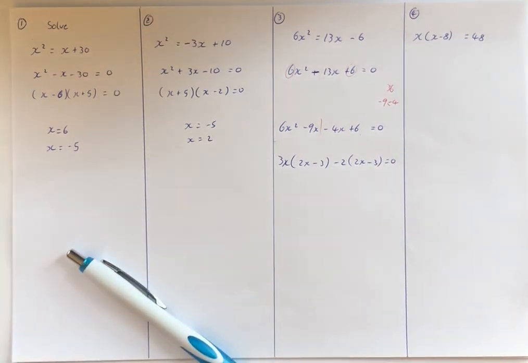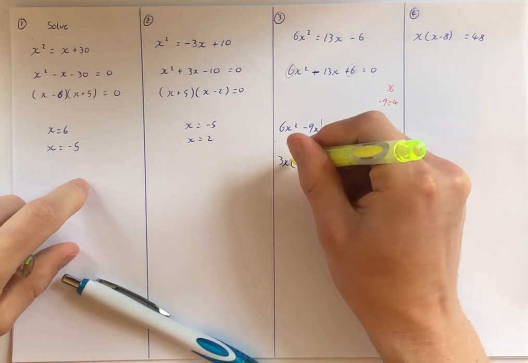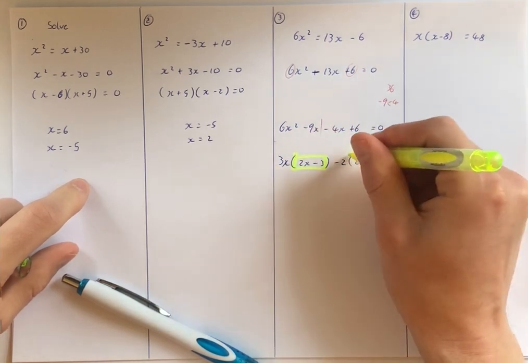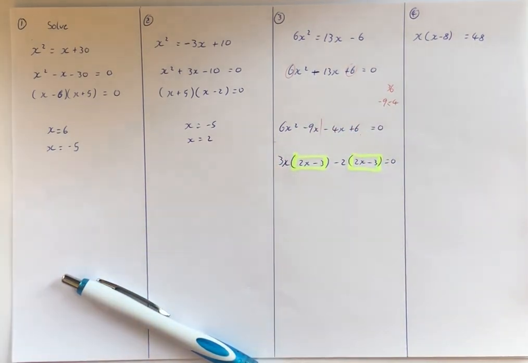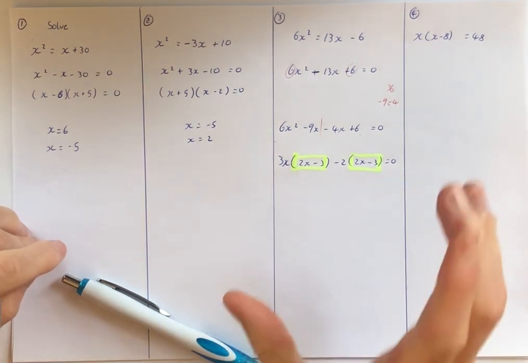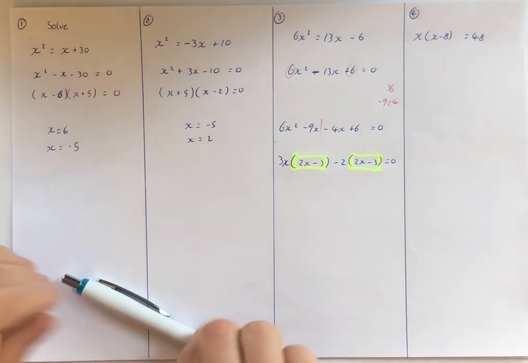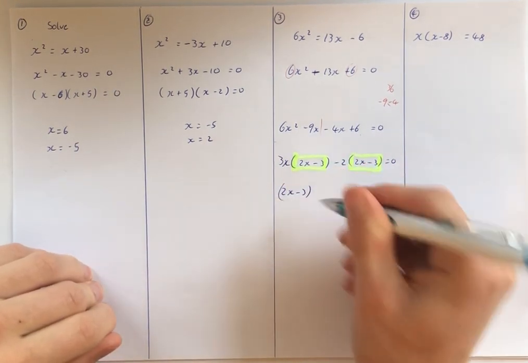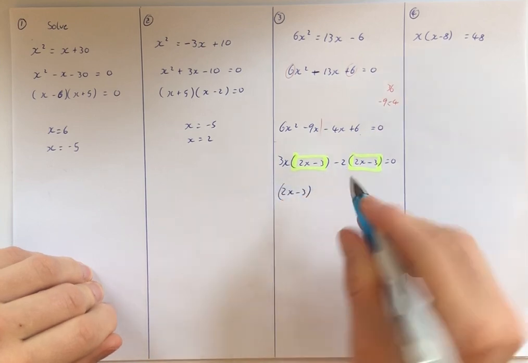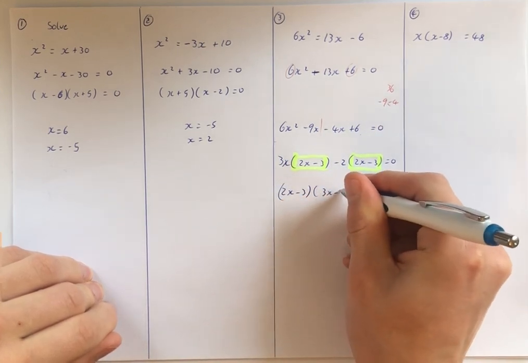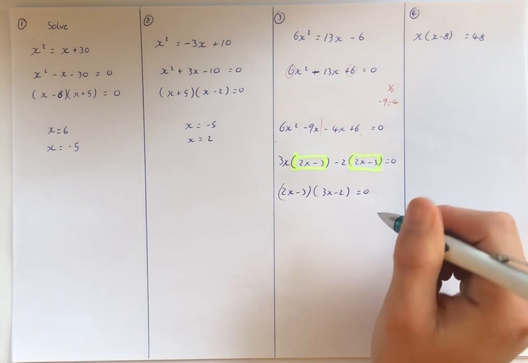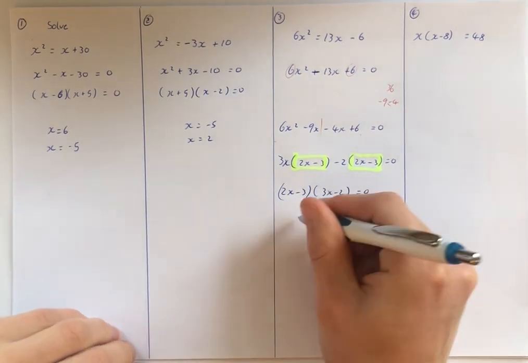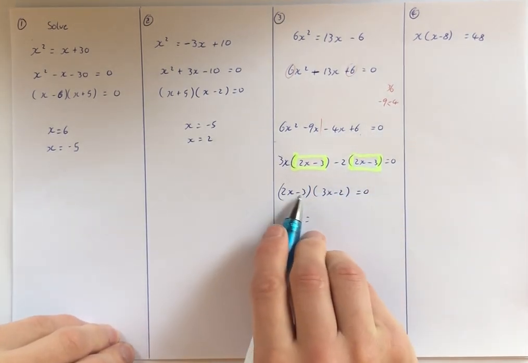Now what I've got is 2 factors that are the same. It's just that this factor is an entire bracket, so it can actually be factorized out. So 2x minus 3 comes out, leaving 3x minus 2 equals 0. So now I can solve. First bracket would give positive 3 over 2.